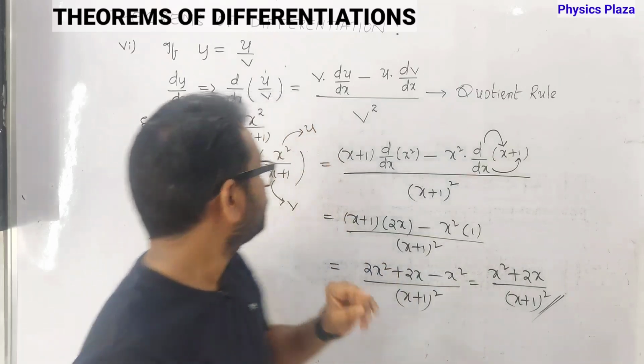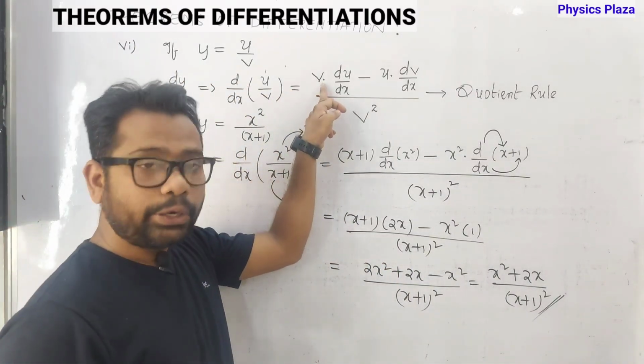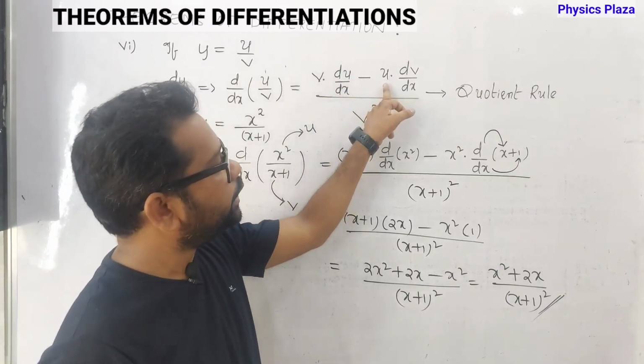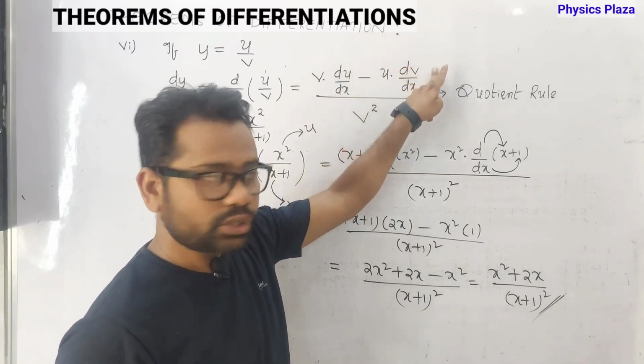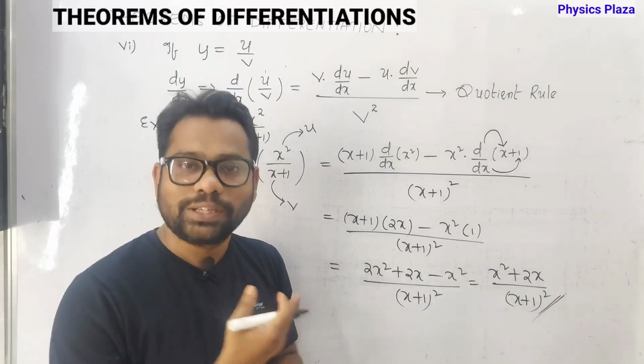Children, again I am telling you, d by dx of u by v is equal to second function into differential quotient of first function minus first function into differential quotient of second function, by square of the second function. Is it clear, children? Just copy it.